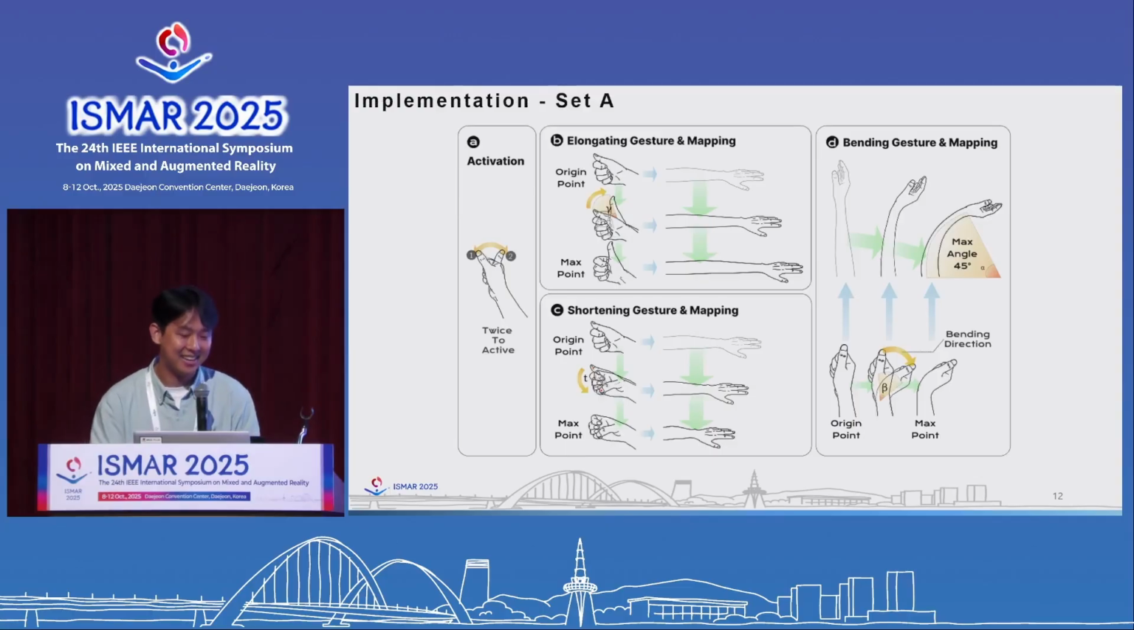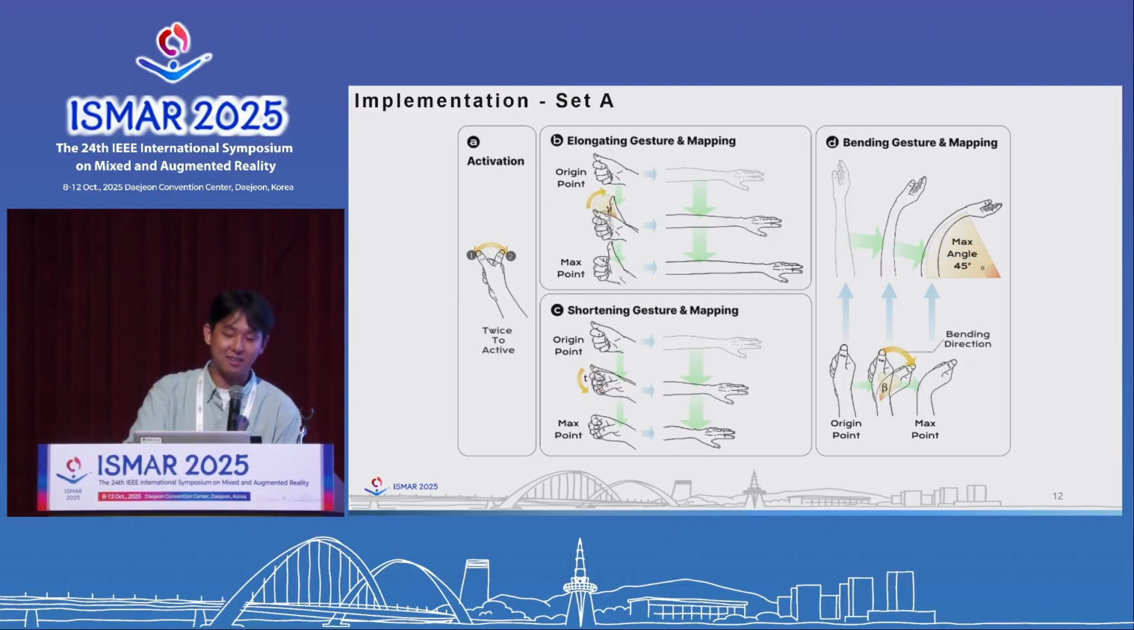Set A is built around the thumb and wrist. To activate the deformation mode, the user does a quick thumb double wiggle. Once active, elongation is controlled by opening the thumb angle, while shortening is done by sliding the thumb across the other fingers. And finally, the bending direction and extent are controlled through wrist rotation. Overall, this set is compact and places less physical demand on the user.